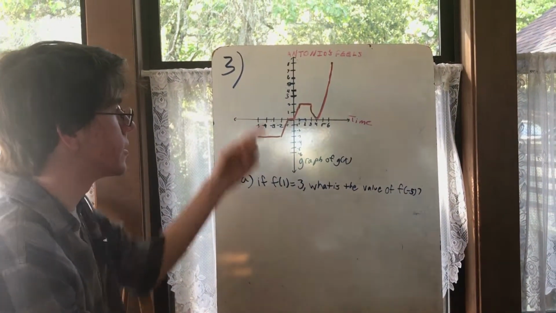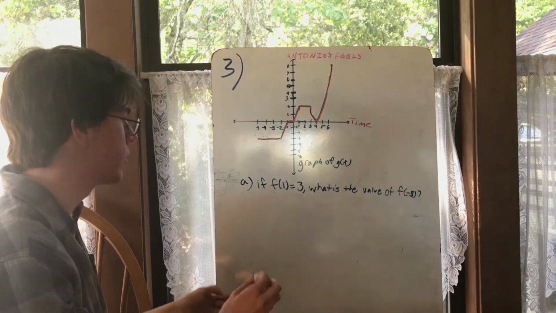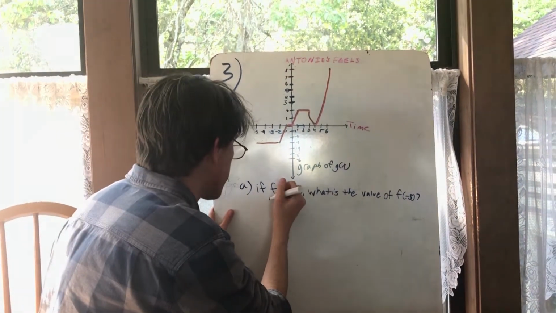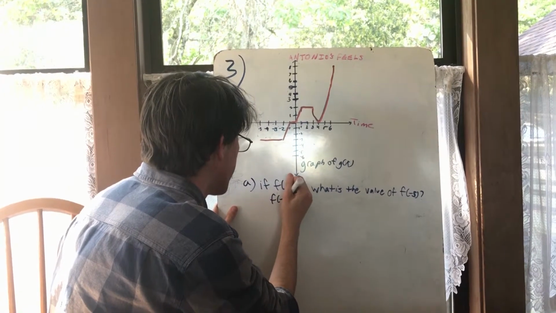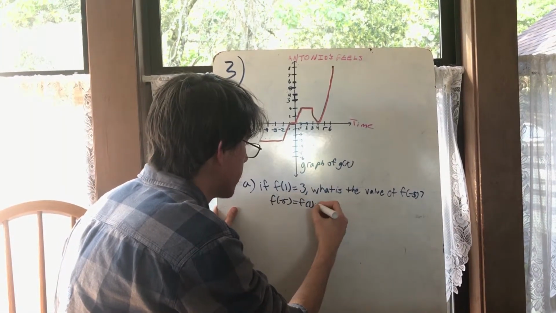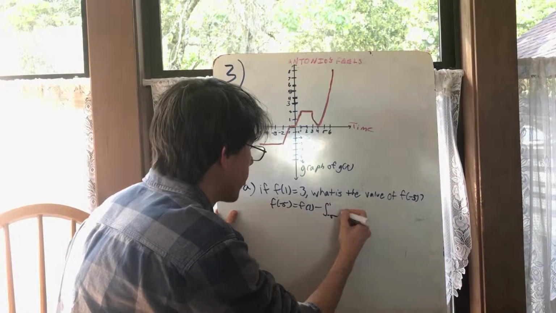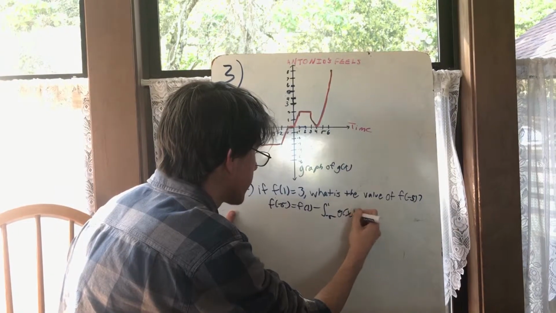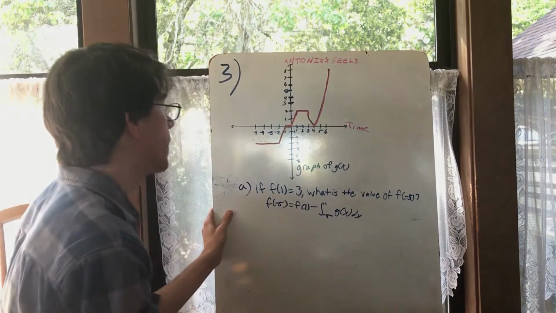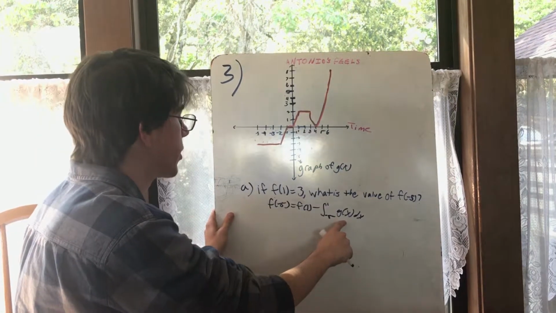So we know that this is the derivative of f(x), and the integral of the derivative gives us the original function. So we're going to use f(-5) = f(1) minus the integral from -5 to 1 of g(x), because that's where we're starting. And since this is piecewise, we have to split this up into different parts.